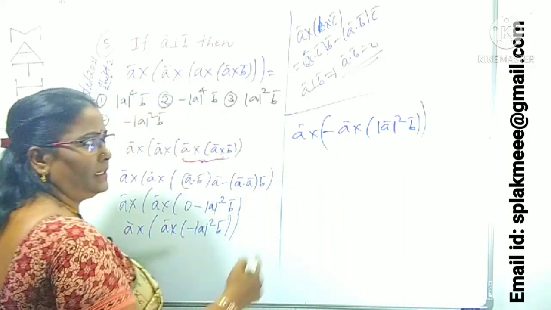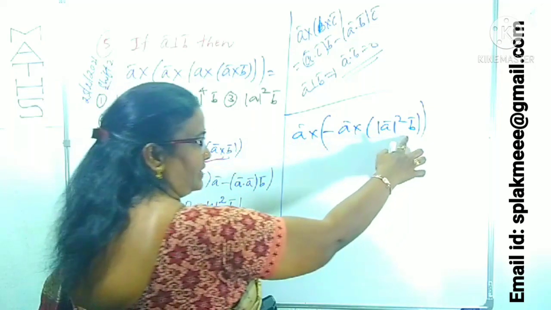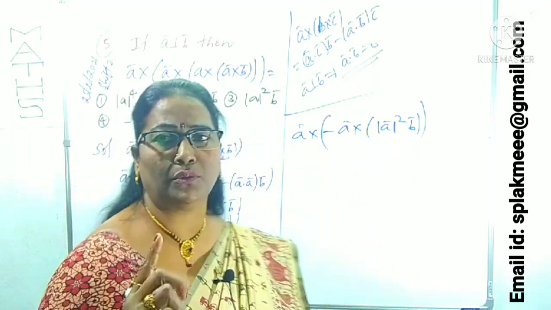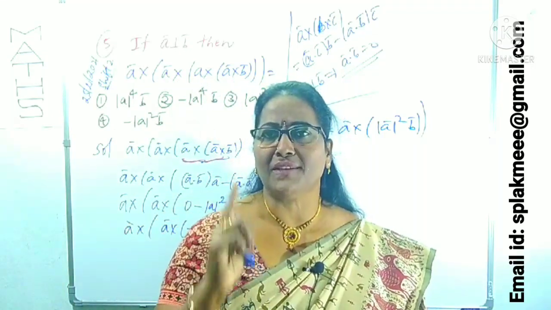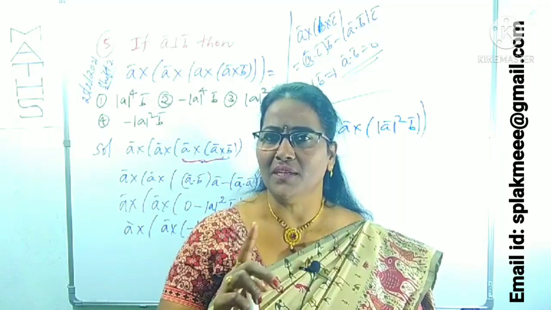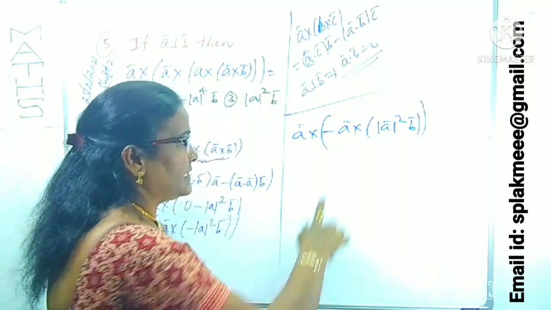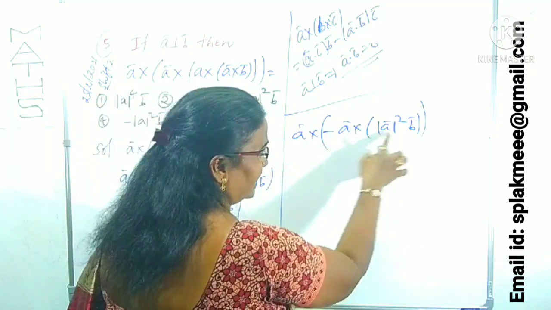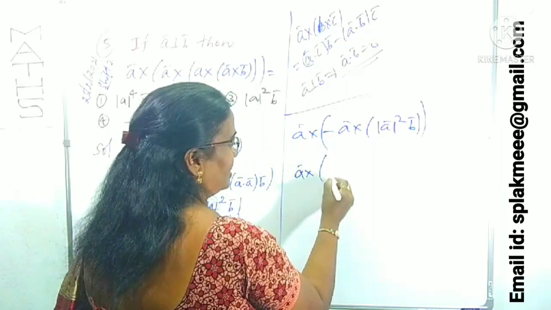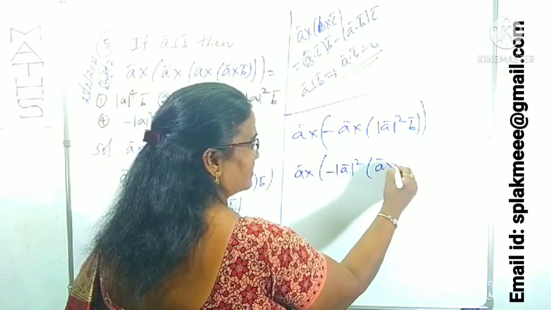You know that mod A is clearly a scalar, and B is a vector. What is there in the middle? A cross product. You have to know one point: we can use a dot or cross only between two vectors. We cannot use a cross or dot between a vector and a scalar. Here this cross we can use between the vectors A and B only. This mod A whole square is as it is, so it is minus mod A whole square into A cross B.